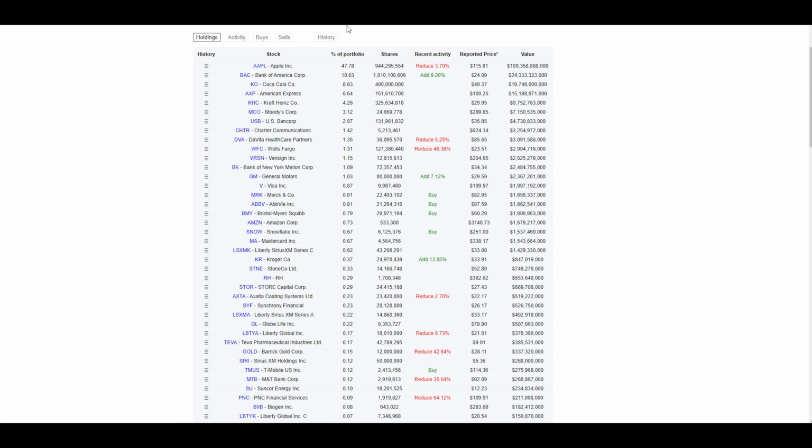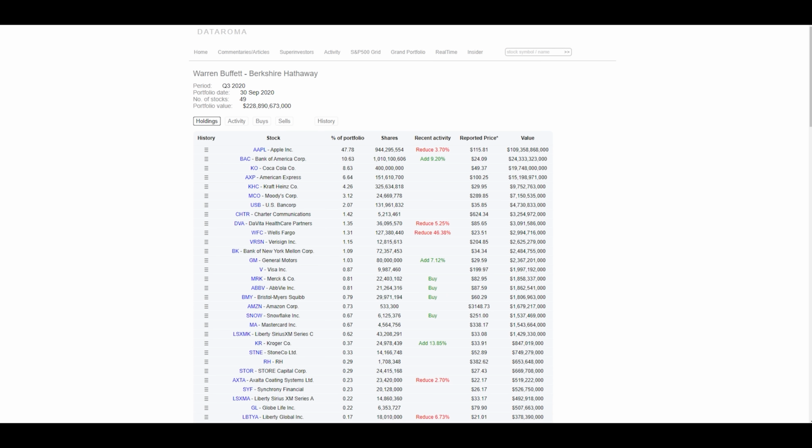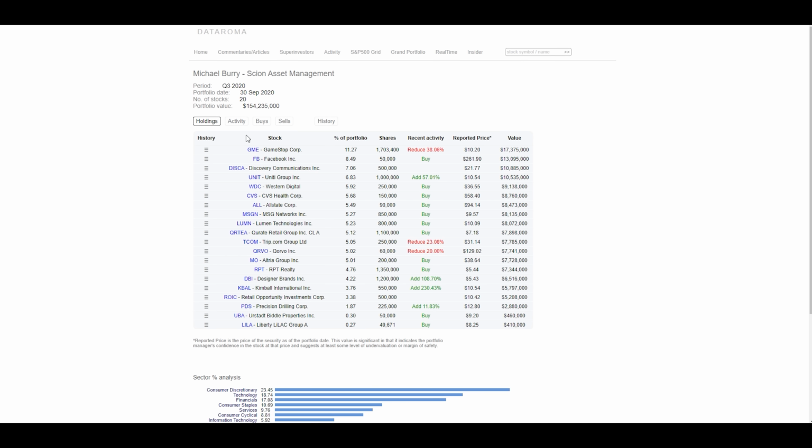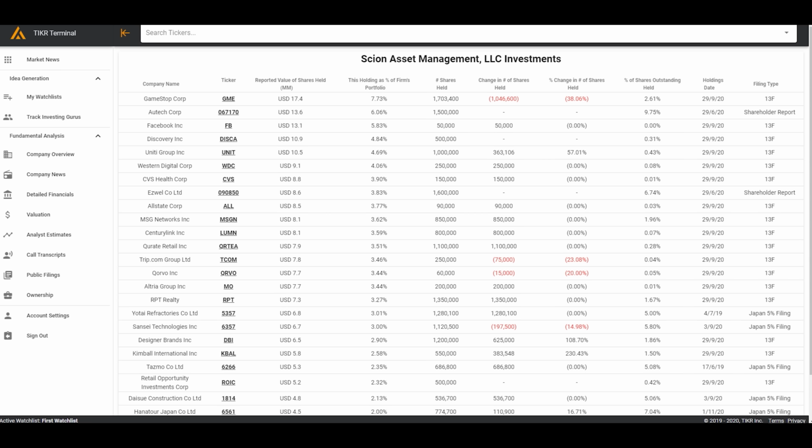Now this is where I was saying that this website comes into its own. If we go back to Dataroma, and we go back to the home page and we find Michael Burry, then if we click on his portfolio and we go in, we can see, okay, look at the top 3 positions: GameStop, Facebook, and Discovery. But if we go over to Ticker.com, the terminal, we can see it's GameStop, then hang on, it's Autech, and then Facebook, and then Discovery is number 4.